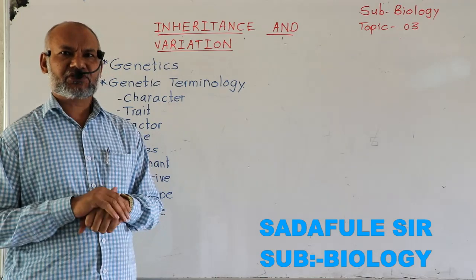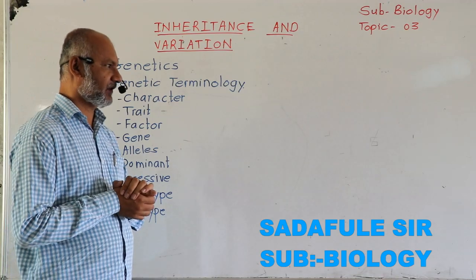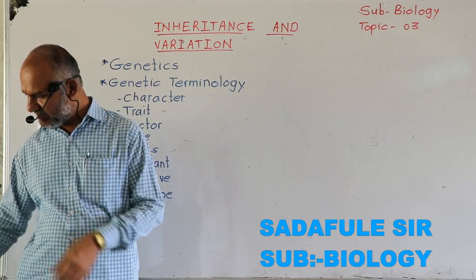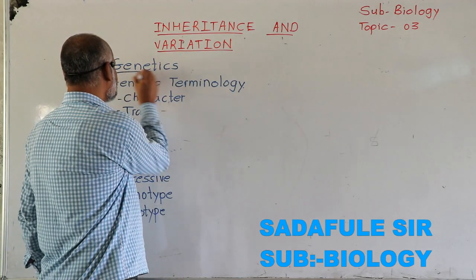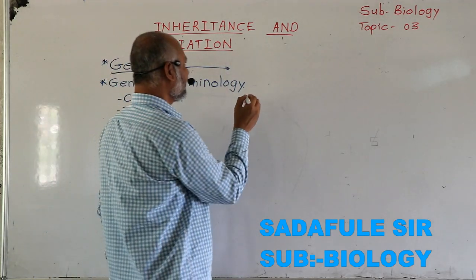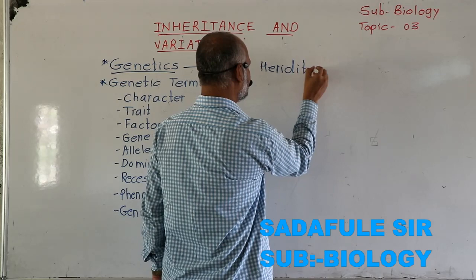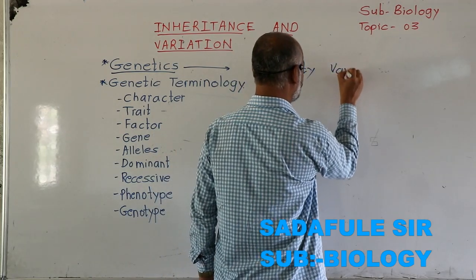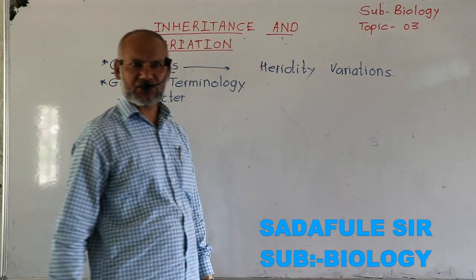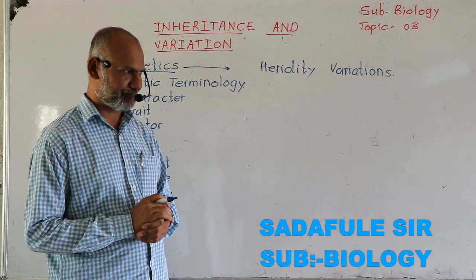First of all, we have to start with the basic points related to genetics. Now first of all, what is meant by genetics? Genetics is the branch of biology which deals with the study of heredity and variations.